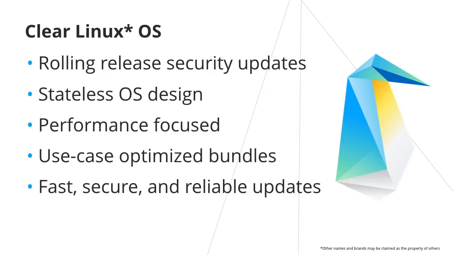Clear Linux is a unique Linux distribution that continuously releases the latest available security updates. Configuration data is clearly partitioned into a stateless design. Software is optimized for the latest IA features and provided via use case-focused bundles. These bundles are updated securely and quickly with the software updater. Clear Linux is a modular open source OS that meets the needs of today's security-concerned world.